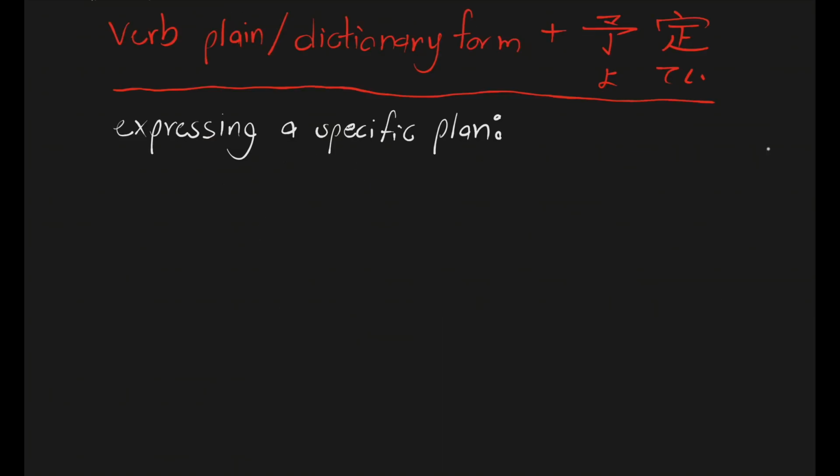So let's go over our last form and the strongest form out of all three of these with expressing intention. So remember, using the verb plain / dictionary form, or just the verb plain present form, plus yote means I plan to do something. So it is the strongest way to give off intention. It can be a little confusing because yote isn't only an ending.